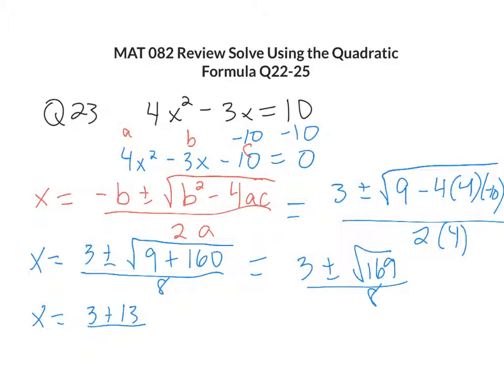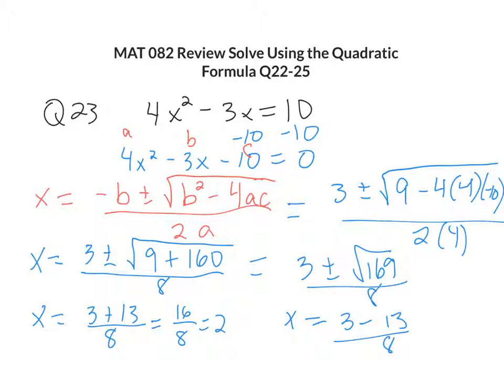So I'm going to go ahead and change that to 13 equals 8. And then I'm also going to have the negative one. So x equals 3 minus 13 over 8. 3 plus 13 is not 26. It is 16 over 8, which is 2.